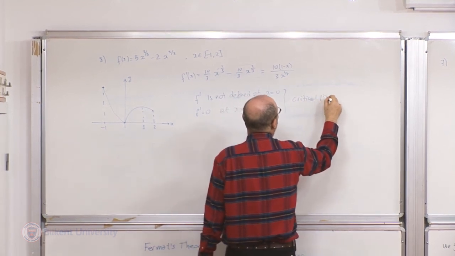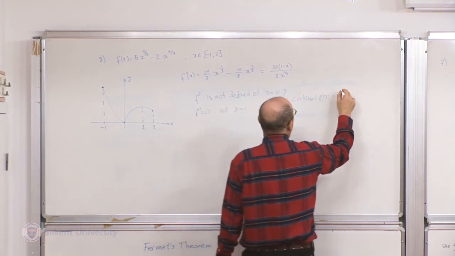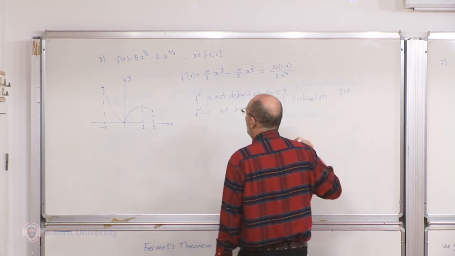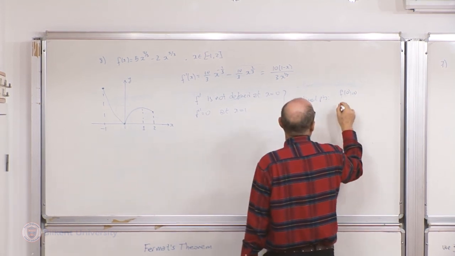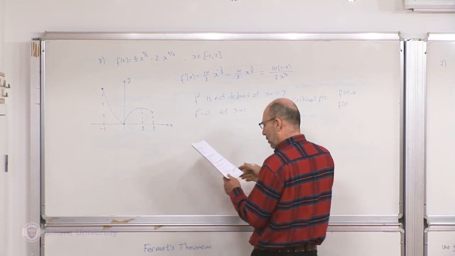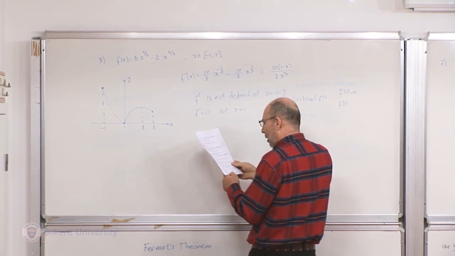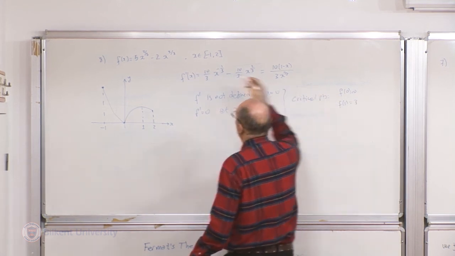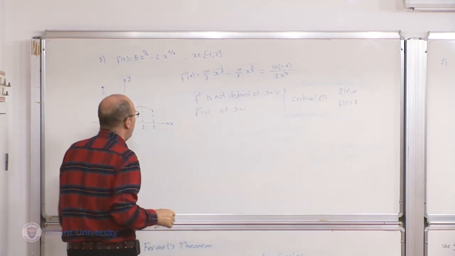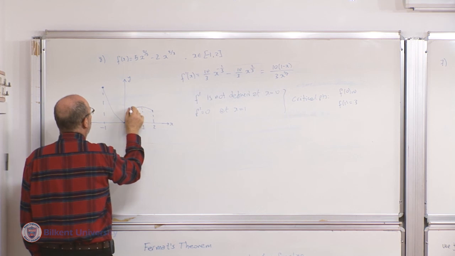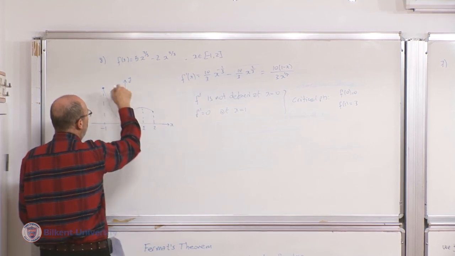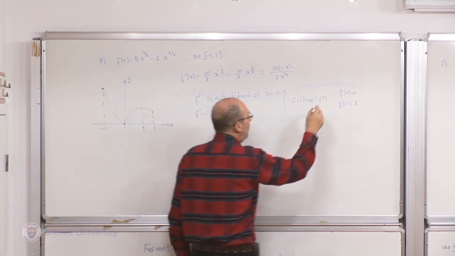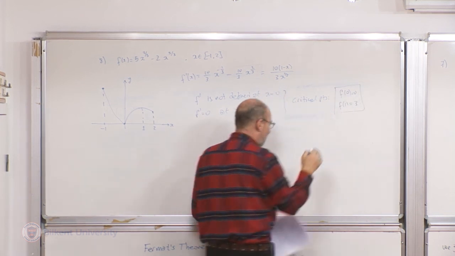And I evaluate f here. f of 0 is 0. And f of 1 is, what is f of 1 here? f of 1 is 3, of course. I put x equals 1 here, you get 3. I didn't write the y coordinates here. So these are the two numbers that I keep.